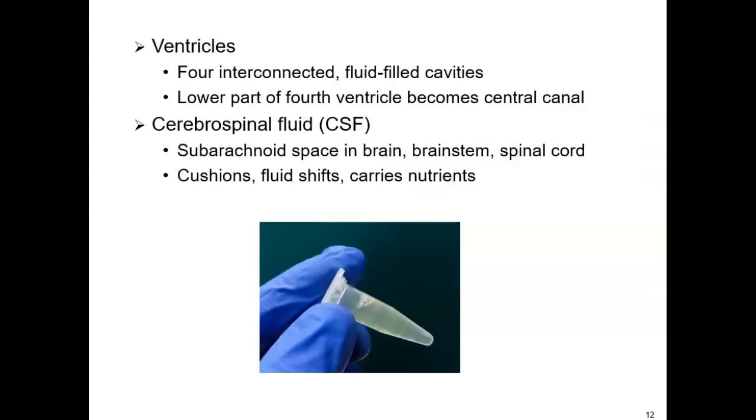All right. The ventricles, we have four connected fluid-filled cavities, and they are filled with cerebral spinal fluid. So we do make about 20 to 30 mLs of cerebral spinal fluid every hour. Cerebrospinal fluid is meant to cushion the brain and spinal cord, to carry nutrients, and medically it's important to us because it allows us to monitor pressures and then also sample the central nervous system.